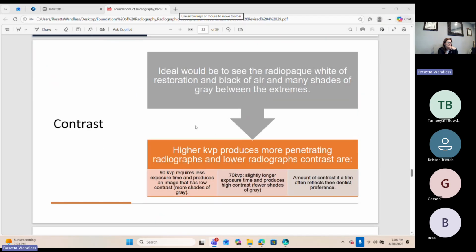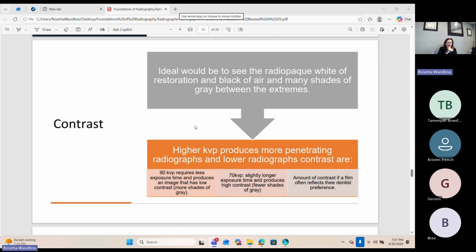Now, I put this little example here that we'll talk through. So if I have a machine that has a high KVP in that 85 to 100, 110 range, it's great. It's going to produce more penetrating radiographs, which is fine. However, it's going to give us lower contrast, okay? And you're probably like, well, why? Well, we're going to discuss that.